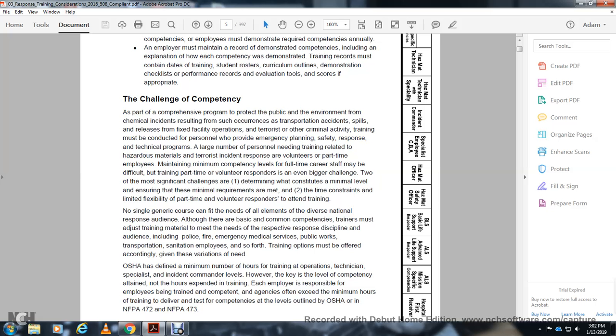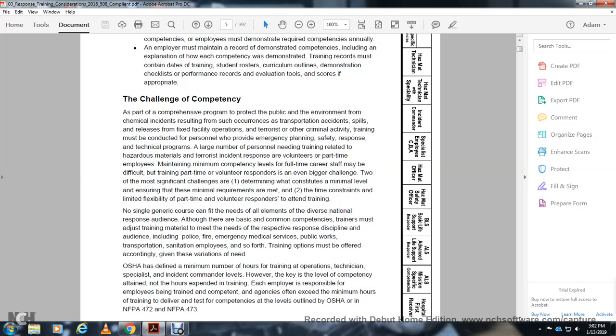Maintaining the minimum competency level of full-time career staff may be difficult, and training part-time volunteers is an even bigger challenge. The most significant challenge is determining what constitutes the minimal level and ensuring the minimum requirements are met within time constraints and limited flexibility. Part-time volunteers respond to two to ten training sessions. No single generic course can fit the needs of the diverse elements of the national response.